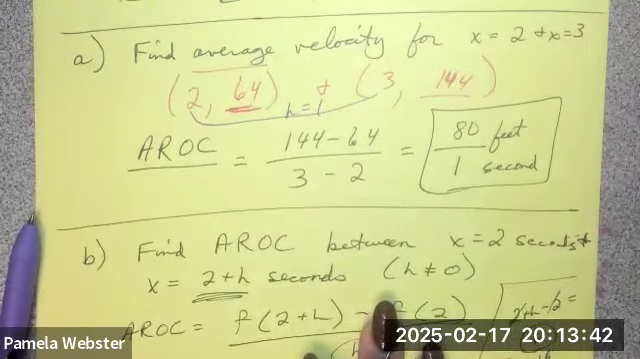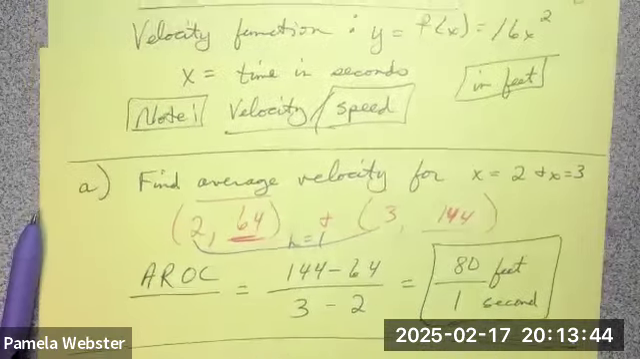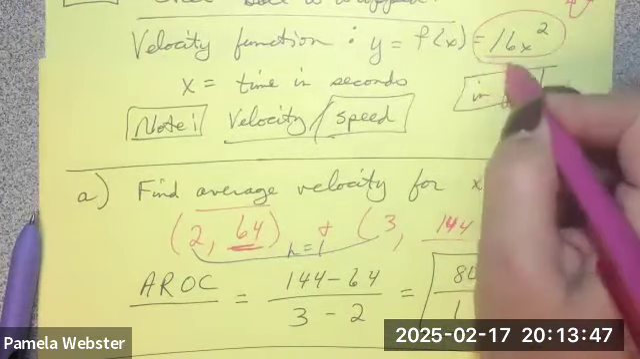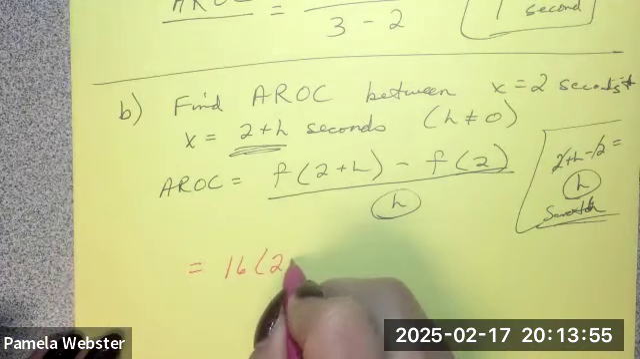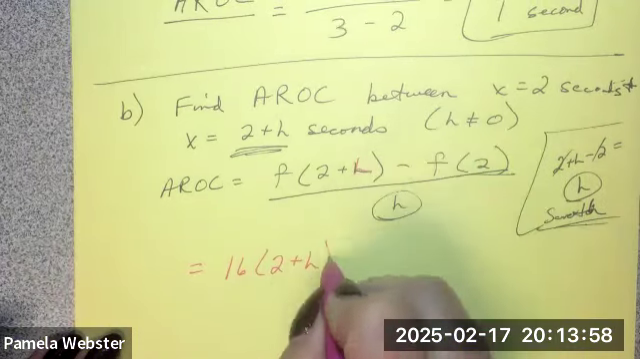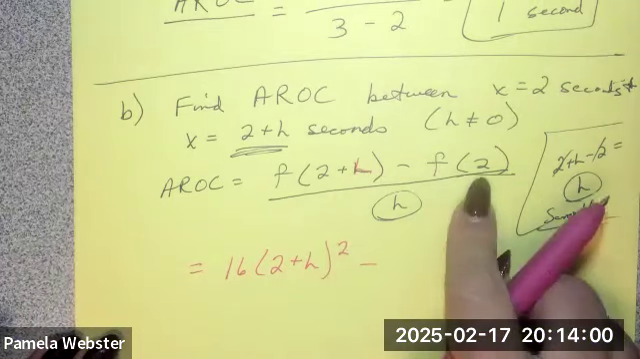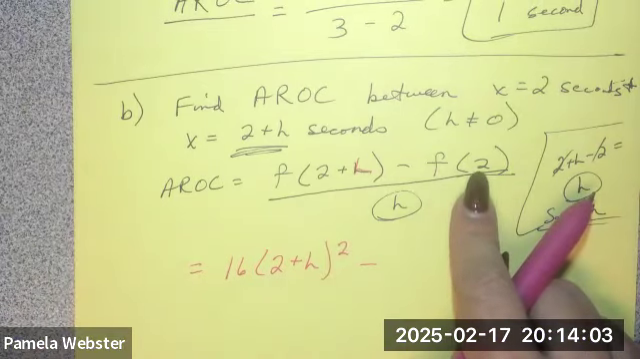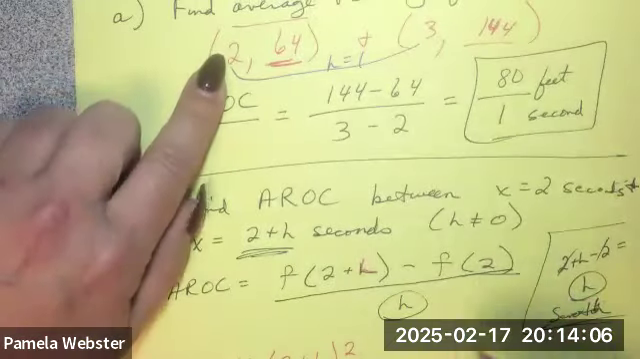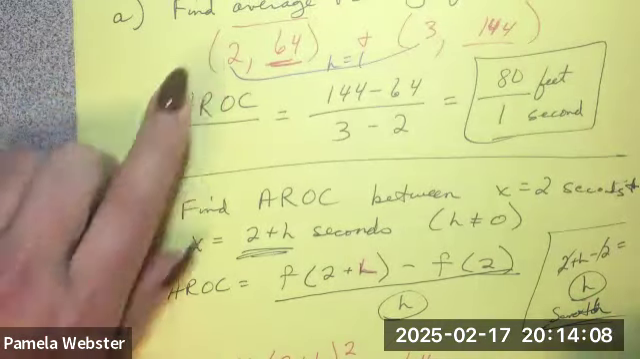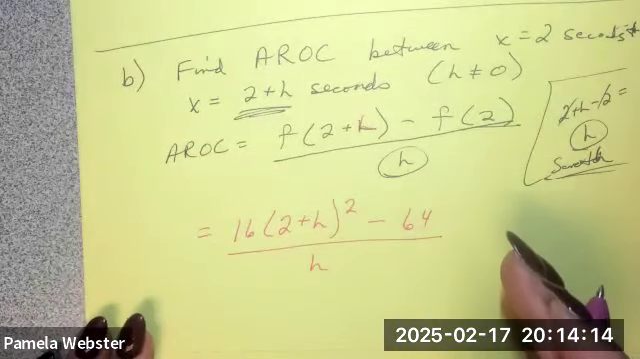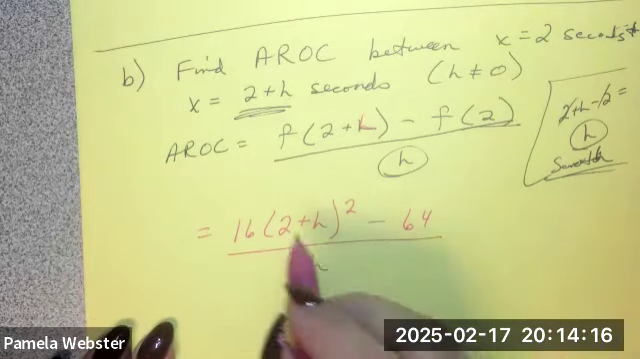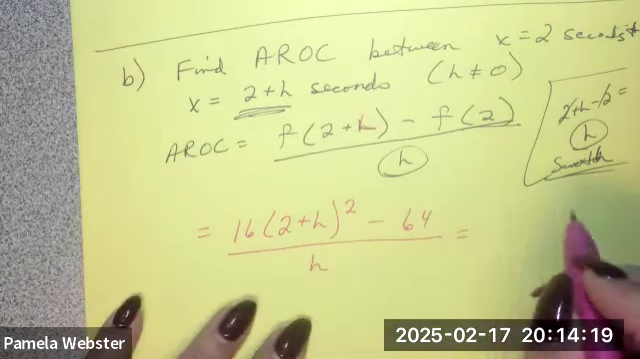Okay, so where is my original function? There it is. 16x squared, right? And that's fine. We can do it. I just have to know what the formula is. 16 times, instead of x, I'm putting in 2 plus h squared minus, hang on a second, we actually know what f of 2 is. We already found it. 64, right? Use your work if you already have it. If you have to stick it back in, you can do that, but we already know what it is, so we're good. Okay. Let's do some math on this thing.